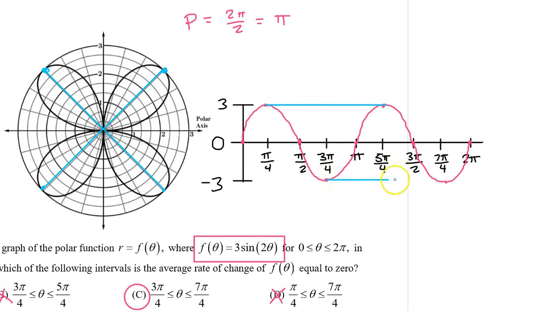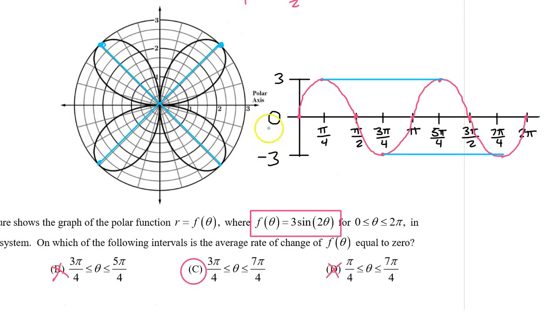From 3 pi over 4 to 7 pi over 4, the average rate of change will be 0. The output value in both cases is negative 3. In other words, on a rectangular graph, the average rate of change is the slope of the line. So if we are looking for an interval on which the average rate of change is equal to 0, we simply identify an interval on which the slope is 0. So this is another way to know that on the interval from 3 pi over 4 to 7 pi over 4, the average rate of change is 0. The slope is 0 on a rectangular graph, so the answer is C.